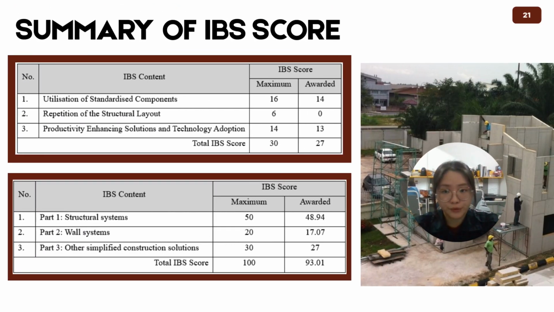For other IBS components, we're not considering repetition of structural layout in this project. So only utilization of standardized components and productivity enhancing solution and technology adoption. The total point awarded for other IBS components is 27, which is not exceeding the maximum point of 30, so the point awarded is also 27. Thus, for all parts 1, 2 and 3, which are structure system, wall system, and other simplified construction solution, the total point awarded is 93.01.